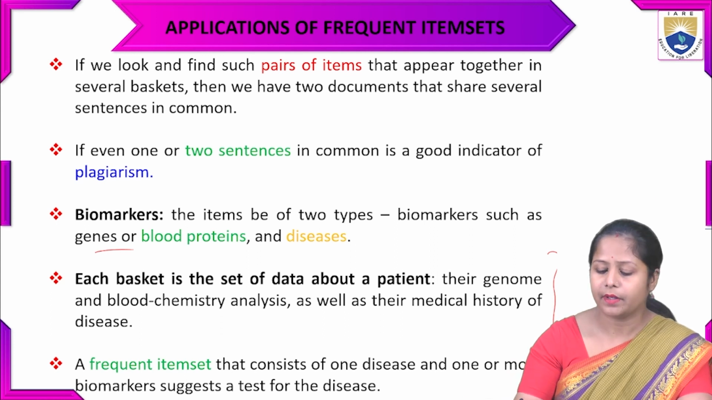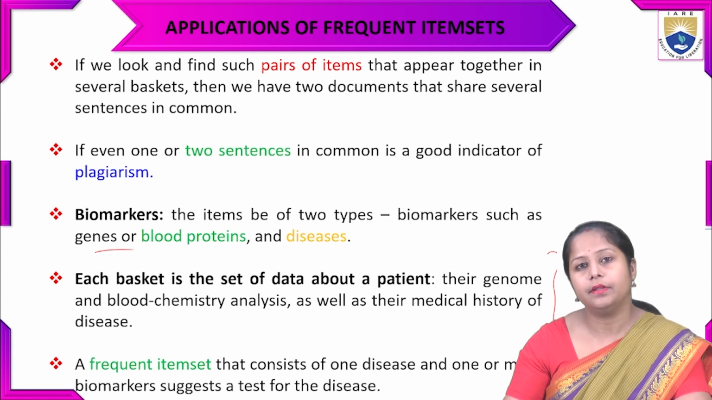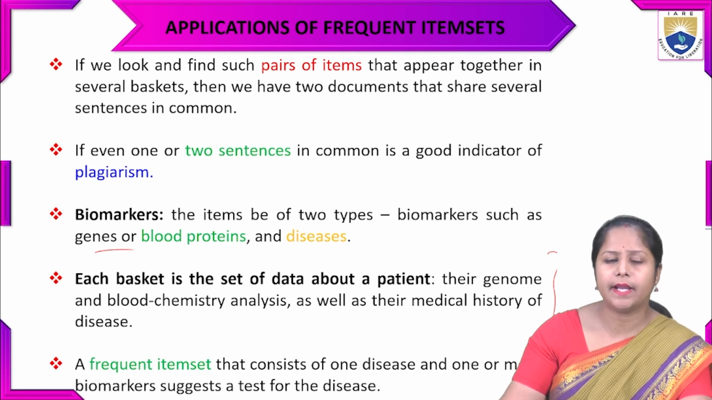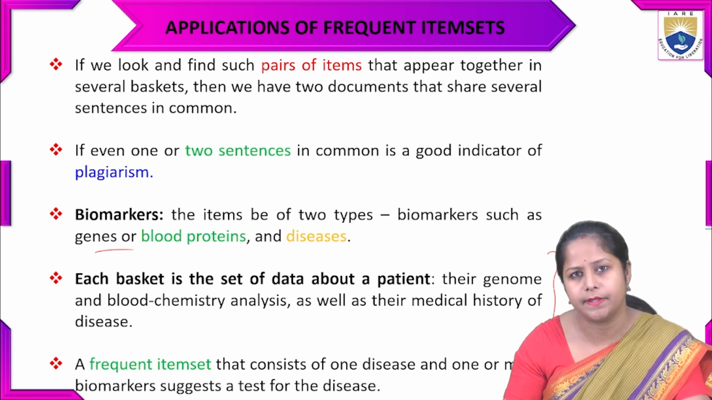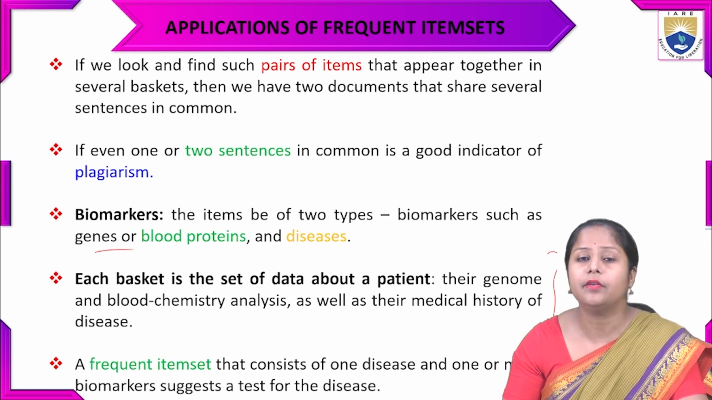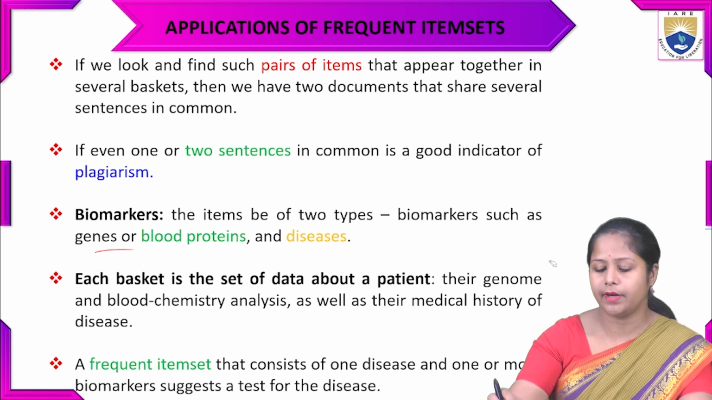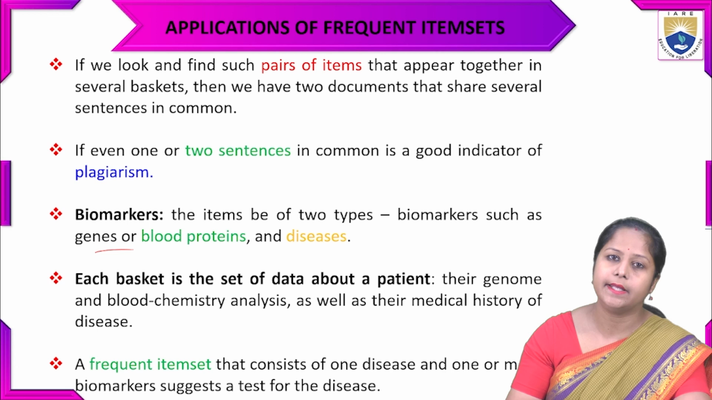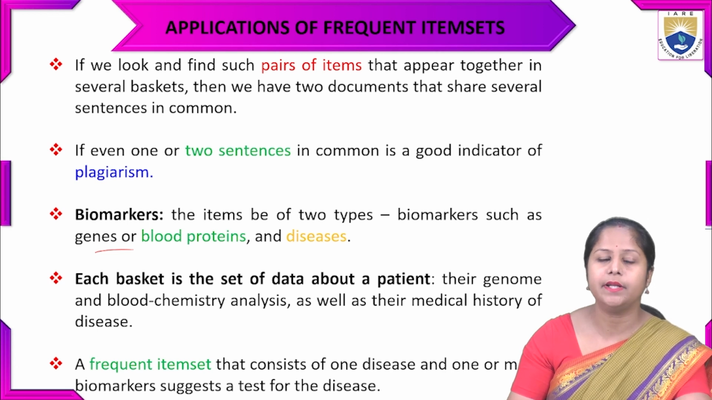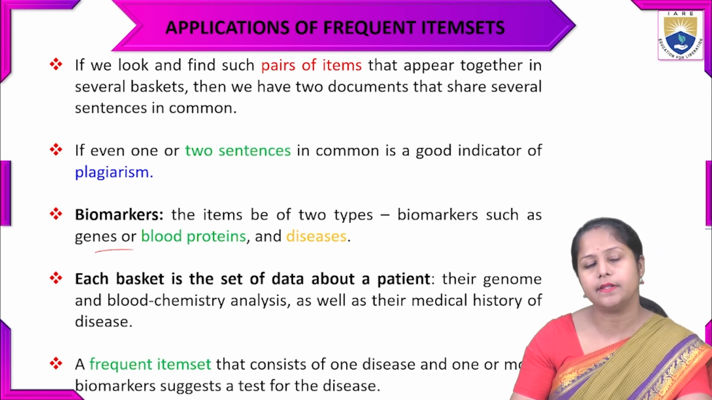There will be a frequent item set if that disease commonly occurs in other patients. A frequent item set containing one disease and one or more biomarkers suggests a test for the disease. If they match, the patient will go for testing for the disease.